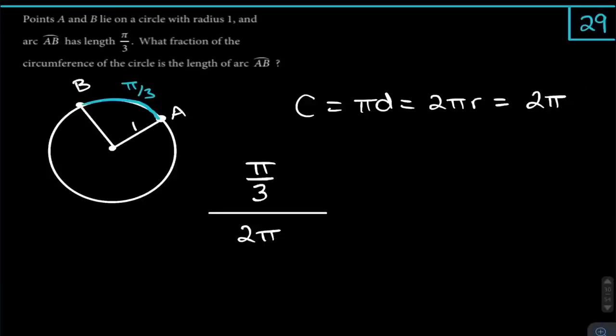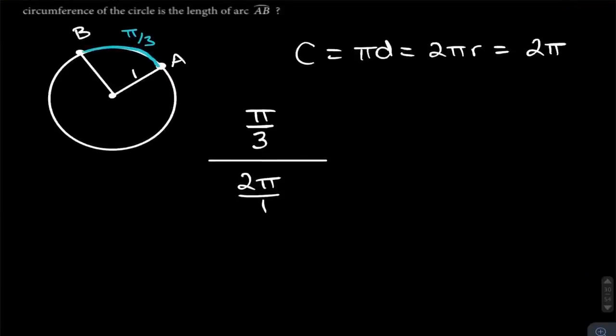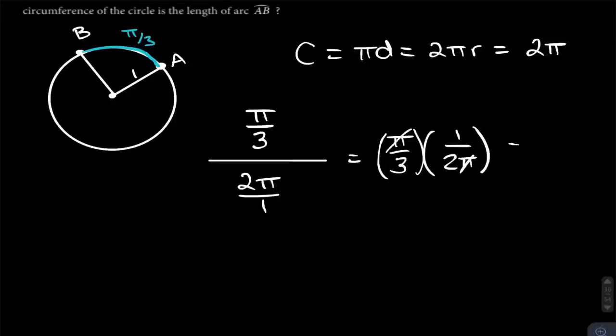Well, this is just dividing two fractions, right? It's 2 pi over 1, is how you can think of it. And so you could say keep, change, flip, or whatever y'all say now. I think we said stay, change, flip. But you're going to flip this guy and put it up in the numerator, right? And so this is equal to pi over 3 times 1 over 2 pi. The pi's cancel, and you're left with 1 over 6.